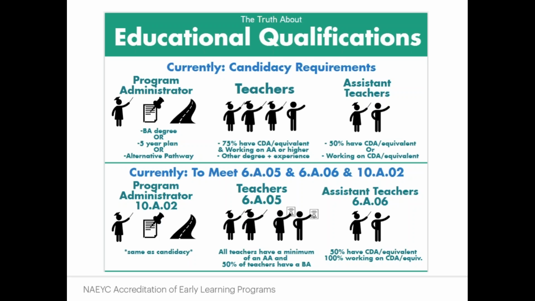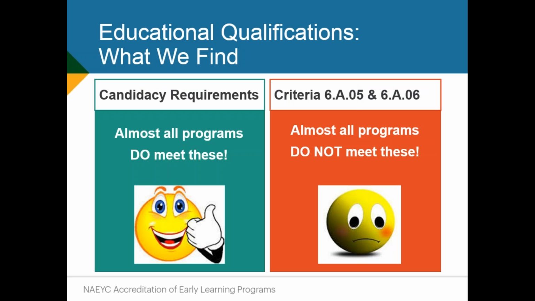Currently, the Program Administrator criterion 10A02 is a required criterion, so it was required at both the candidacy level and to meet accreditation. However, 6A05 and 6A06 are not required criteria for programs.